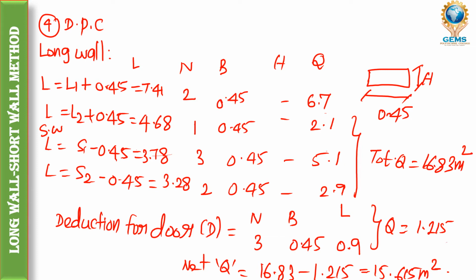Then the next one. The second one is BB masonry, brick masonry in superstructure. We are going to calculate for this. First, we are going to draw the diagram.